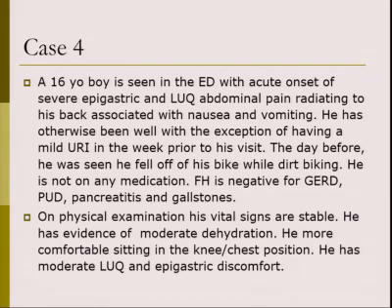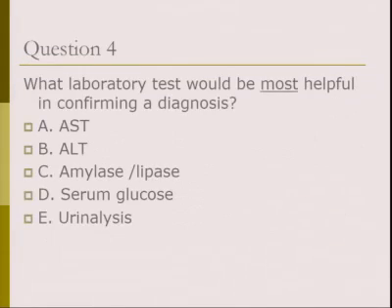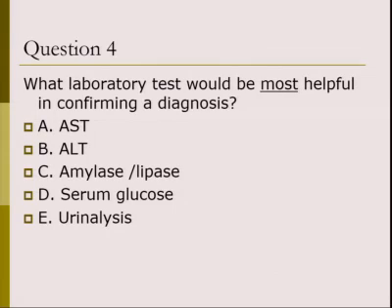And on physical examination, his vital signs are stable. He has evidence of moderate dehydration. He's more comfortable in the knee-chest position or leaning forward, and he has moderate left upper quadrant and epigastric discomfort. So what laboratory tests would be the most helpful in confirming the diagnosis? And the options are A, his AST, B, an ALT, C, an amylase and lipase, D, a serum glucose, or E, a urinalysis.